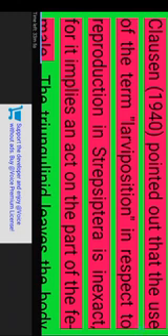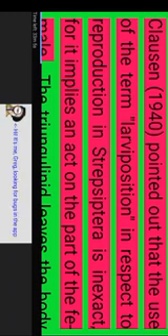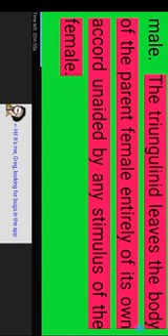Clausen, 1940, pointed out that the use of the term larviposition in respect to reproduction in Strepsiptera is inexact, for it implies an act on the part of the female. The triangulinid leaves the body of the parent female entirely of its own accord, unaided by any stimulus of the female. The simultaneous development of all eggs within the female's body requires the emergence of the entire brood of triangulinids. Although this is true for the majority of species, a markedly different behavior occurs in Coreoxenos antestiae.